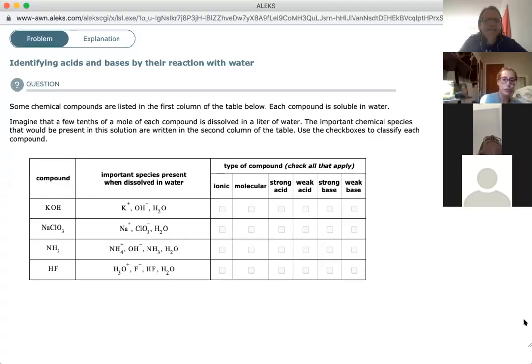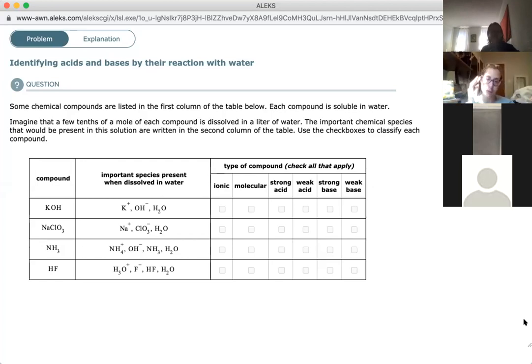is this idea of, again, let me come back here. Some of these problems are so lengthy in terms of their description that I just want to show you what it looks like, just so you can see it. Okay. So this particular problem is identifying acids and bases by their reaction with water. It looks pretty intense when you look at this table. There's a lot of stuff to fill out here, right?